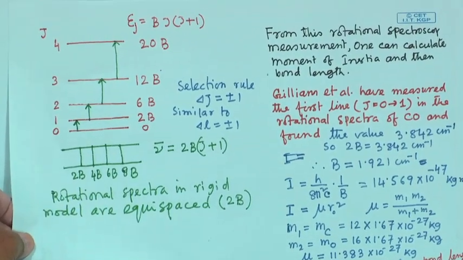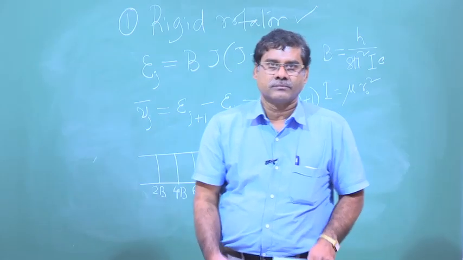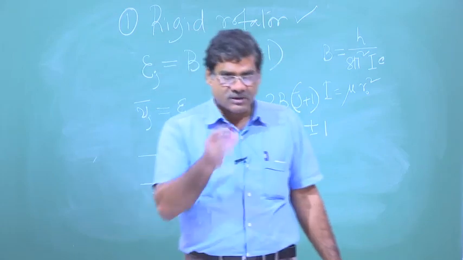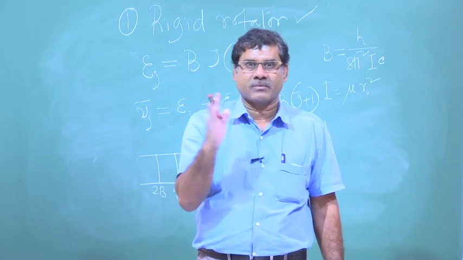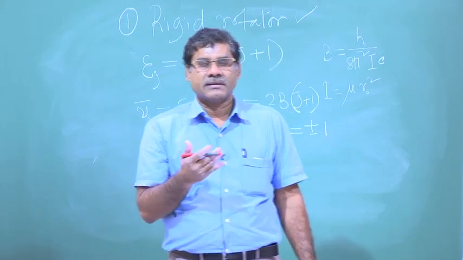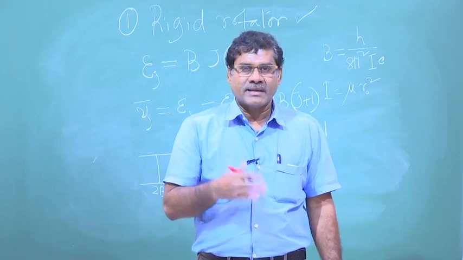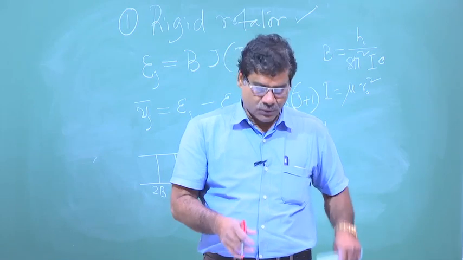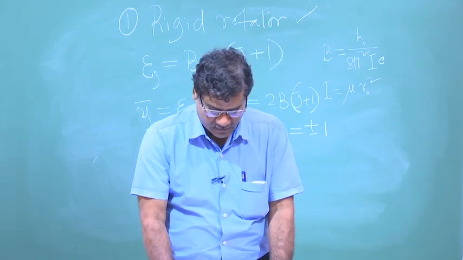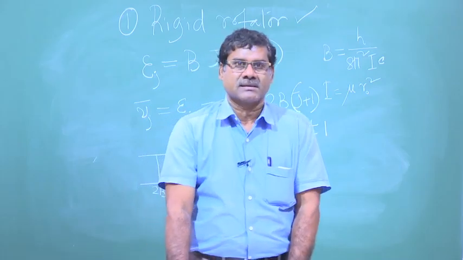Next, as I mentioned, for all molecules the intensities of the spectral lines, the first line, second, third, fourth line, are not the same. Why they are not the same, that we want to find out. Before that we should know that there is a degeneracy of the states.